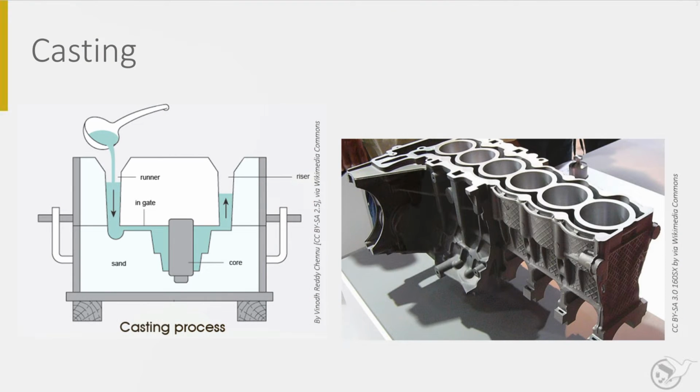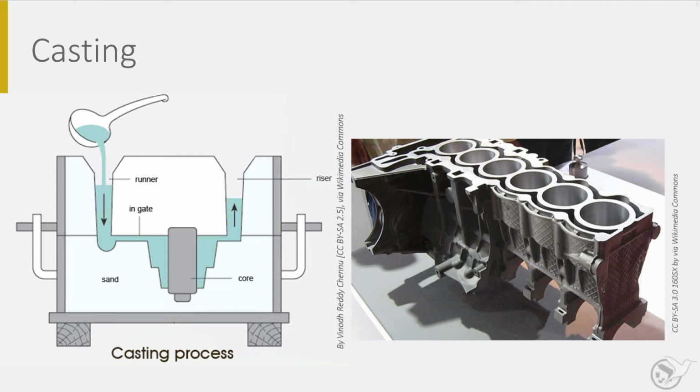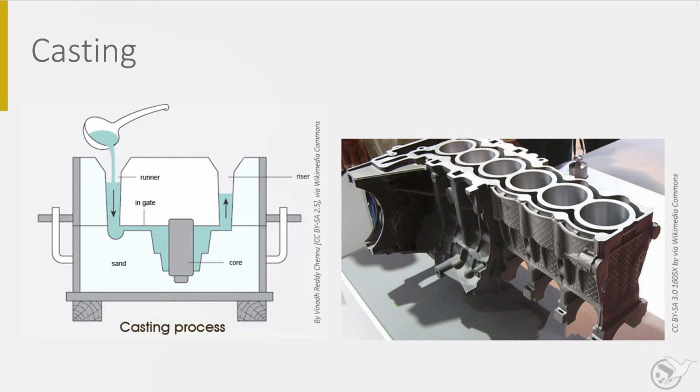By increasing the temperature above its melting temperature, the metal becomes a liquid that can be poured into a die cavity, as shown on the left-hand side of this slide. The cavity has a number of features to facilitate the process: a runner to pour the metal in the cavity, a riser that indicates when the cavity is filled, a gate that ensures a laminar flow of the molten metal into the cavity, and a core used to create a hollow product.